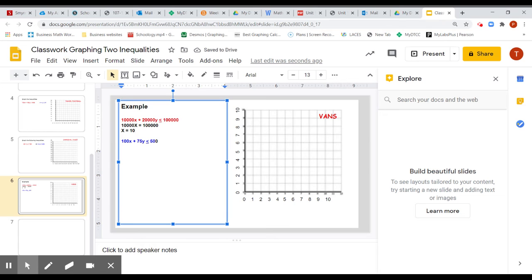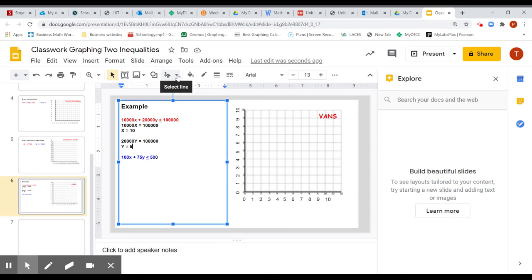All right, now I want to solve for y. So I'm going to set that equation up and say 20,000y equals 100,000. All right, when I divide 100,000 by 20,000, y equals 5. All right, so I'm going to go ahead and graph the first equation.